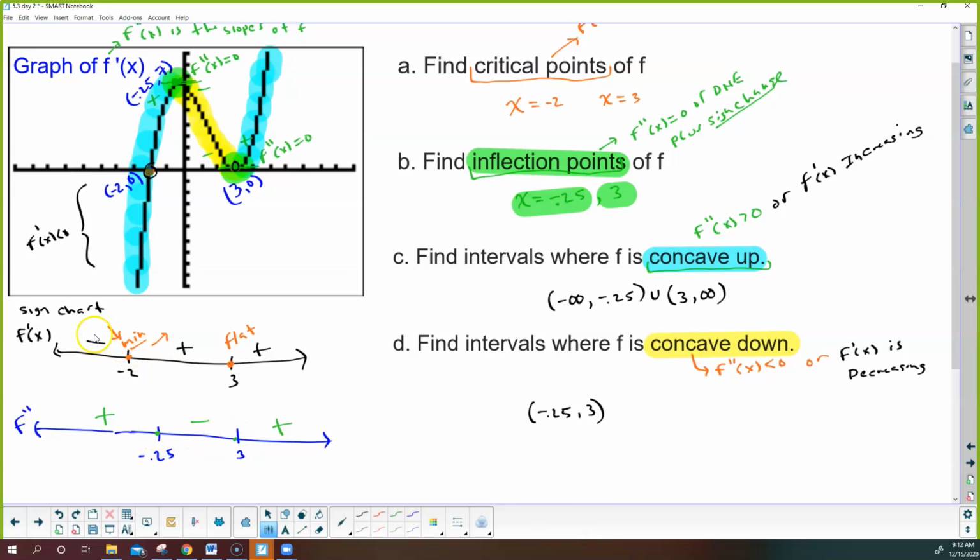And now we know the intervals where the original function would be concave up, concave down, concave up. And we could also compare that to where the intervals would be increasing as well. So a sign chart is something you could make if it helps you.